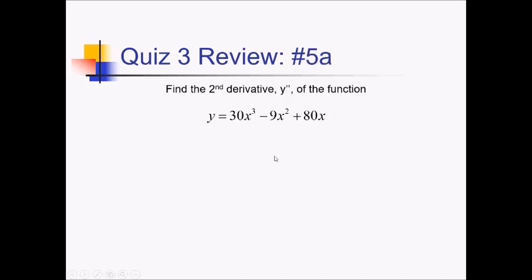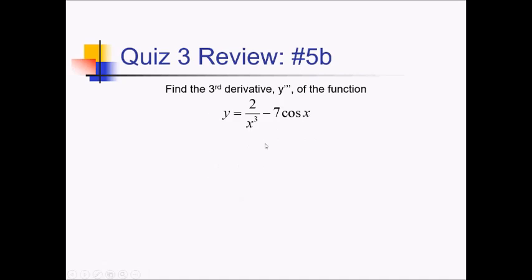On this problem, we're trying to find the second derivative of this function. We'll start with the first derivative. From left to right, using the power rule, we have 90x squared minus 18x plus 80. Now for the second derivative, power rule again, we've got 180x minus 18, and the derivative of 80 is just 0, so there's our second derivative.